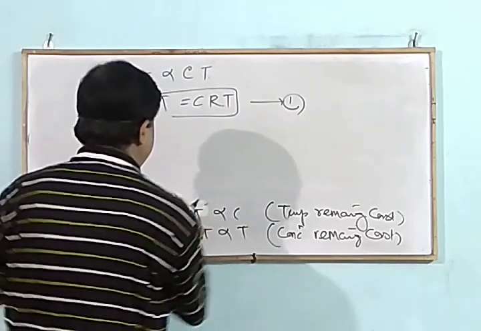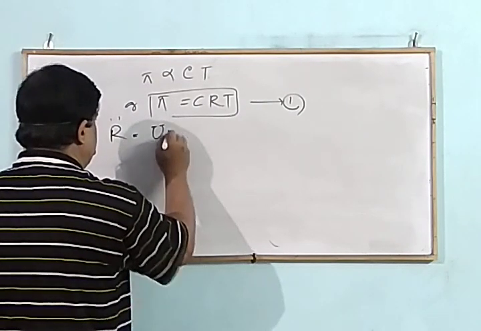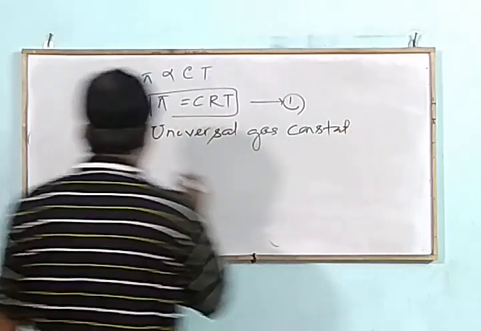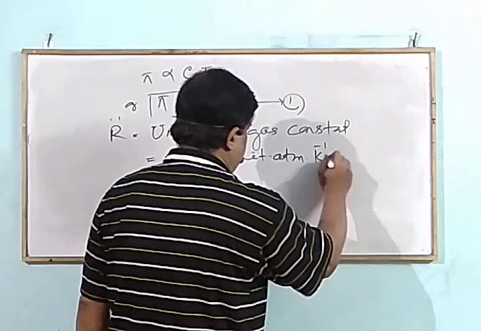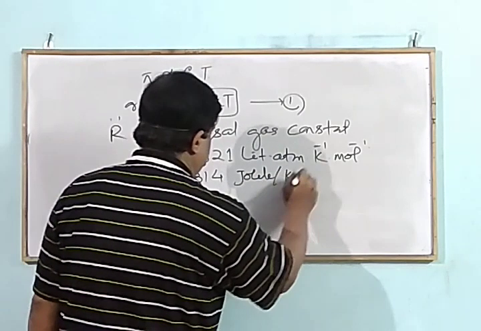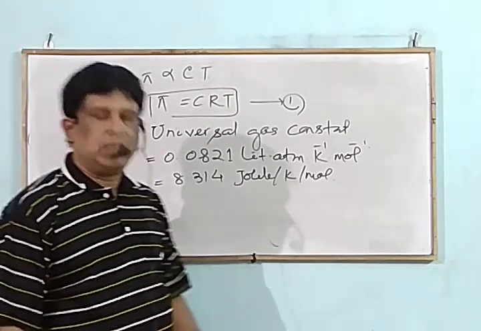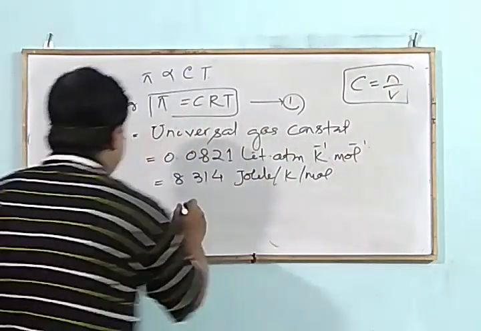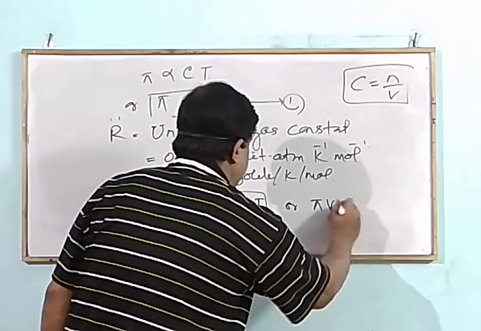Equation 1. Where R is a proportionality constant, which is equivalent to the universal gas constant. Its value may be 0.0821 liter atm per Kelvin per mole or 8.314 joule per Kelvin per mole. C is the concentration, that is the number of moles per unit volume. Putting the value here, we have pi is equal to n by V RT, or pi V is equal to nRT.